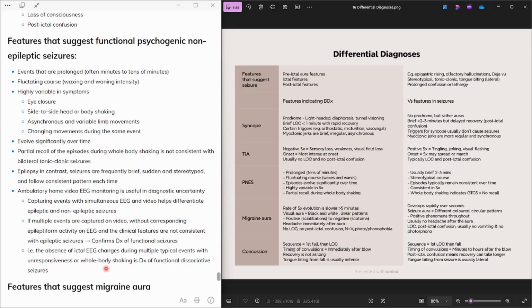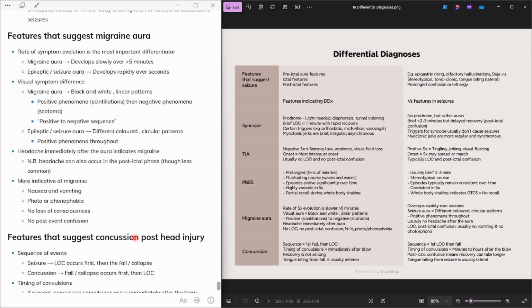That is, the absence of ictal EEG changes during multiple typical events with unresponsiveness or whole body shaking is diagnostic of functional dissociative seizures. Next will be migraine with aura, and the main differentiating factor will be the rate of symptom evolution. Auras associated with migraines tend to develop slowly over more than 5 minutes, whereas the auras in seizures typically develop rapidly over seconds, because we mentioned that the onset of seizures is very clear and sudden. There are also differences with visual symptoms.